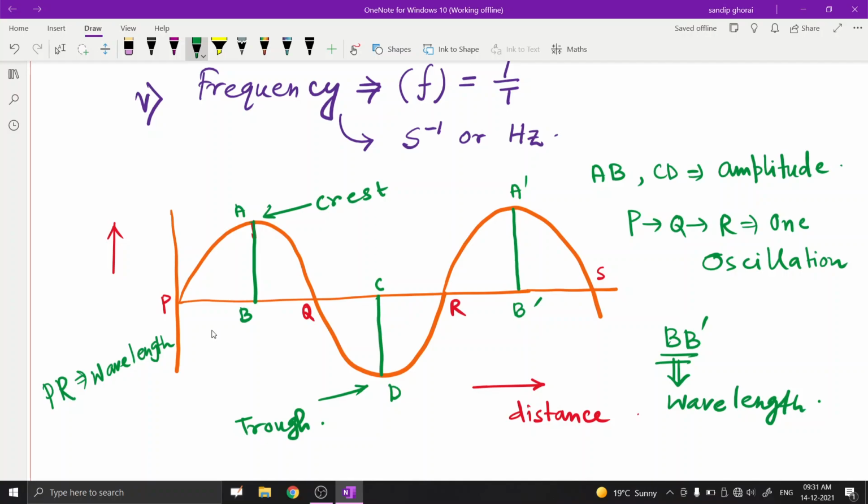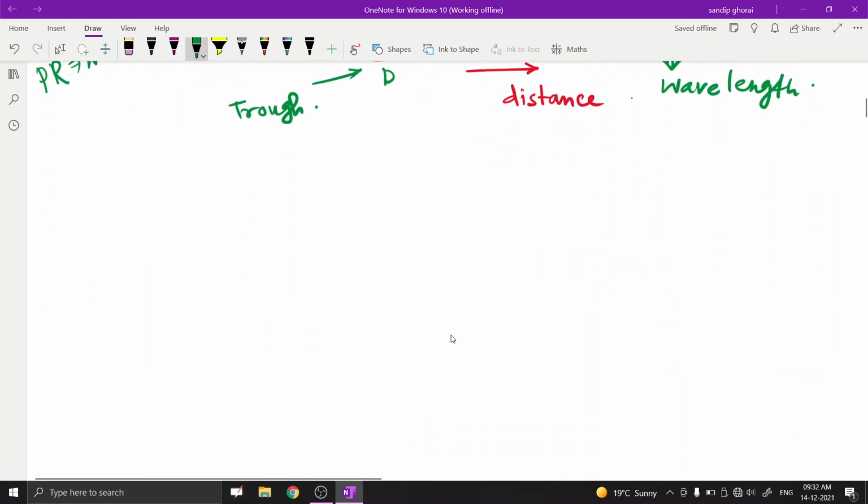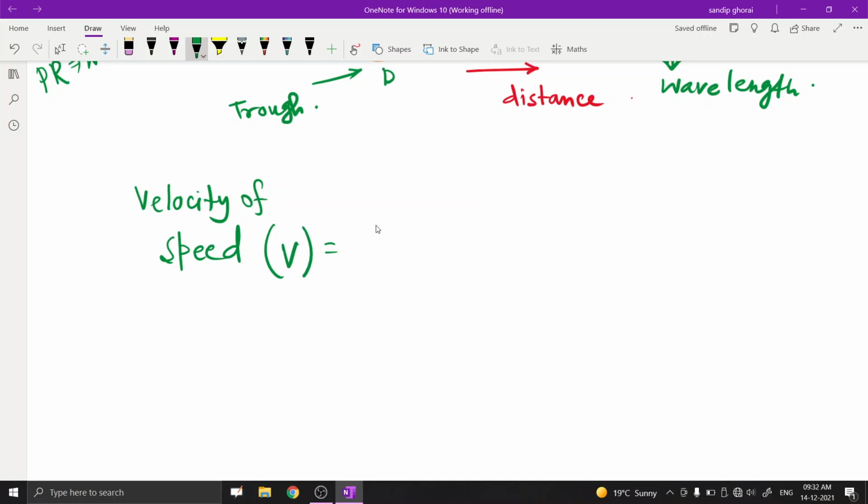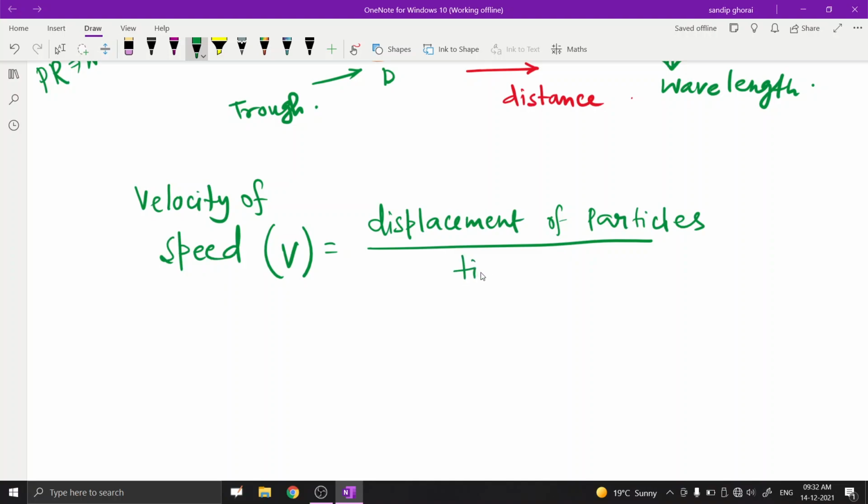We have to know about the terms very carefully, and later we can use them. Suppose we know what speed is. In general, speed means the distance or displacement covered by a wave in unit time. Suppose we take the speed as v. That means displacement of particles divided by time.